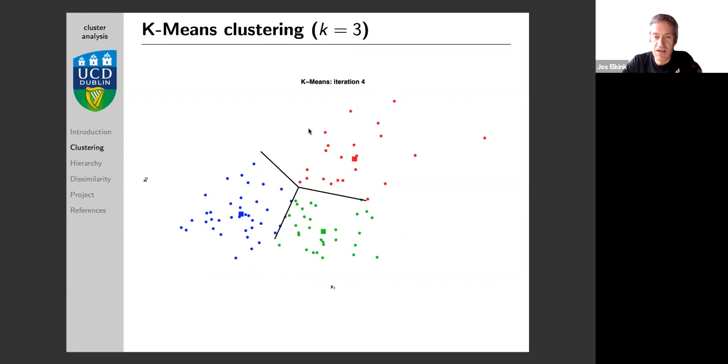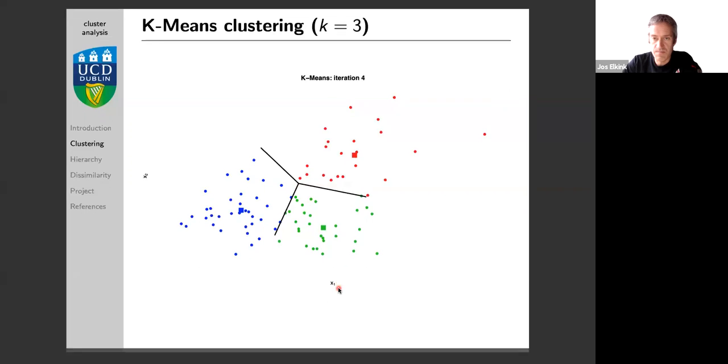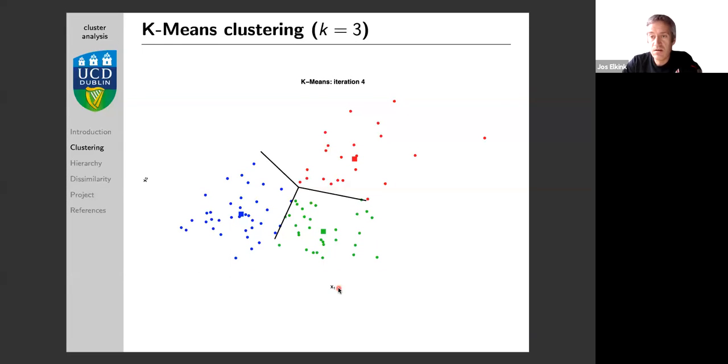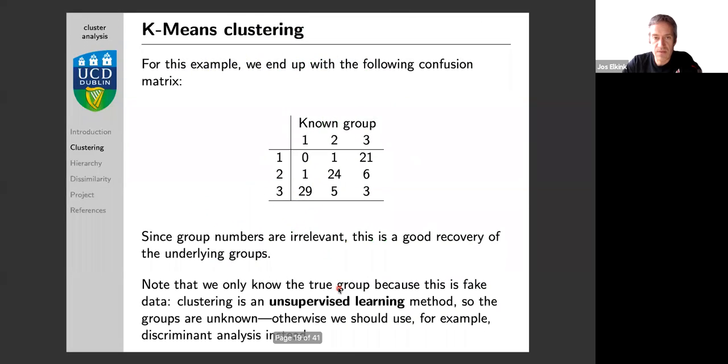It finds this cluster here, a cluster here, a cluster here. And we can see where the center is of each, and we can see to which cluster each observation belongs. And that last part, we are now going to look at in a table.